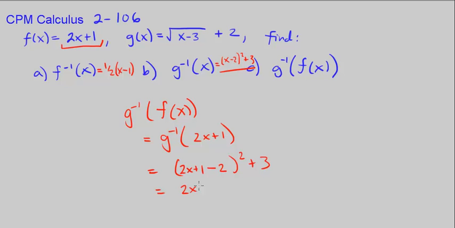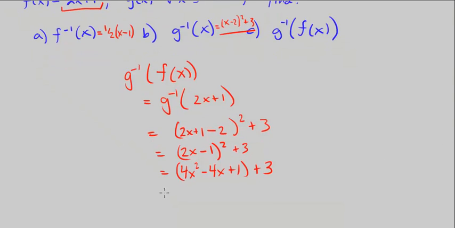Okay, so that's 2x. You can combine like terms. It's (2x minus 1) squared plus 3. Now you can leave it like this, or you can use any method to multiply and distribute: 2x minus 1 times 2x minus 1. So that's going to be 4x squared minus 4x plus 1, plus 3. Don't forget the plus 3. And finally, combine like terms, we get 4x squared minus 4x plus 4. Okay?